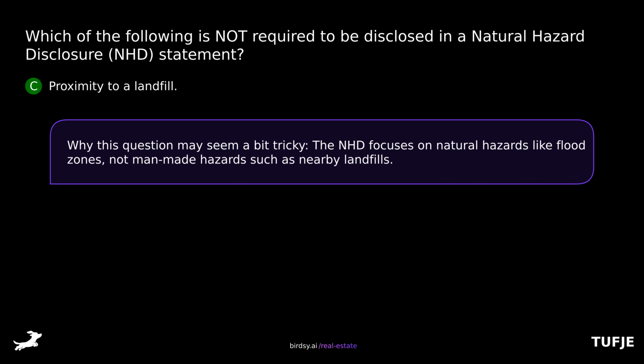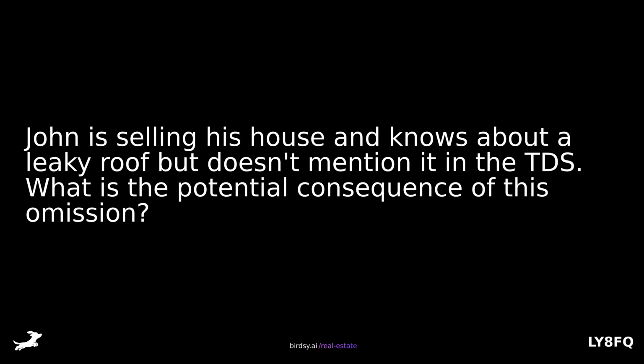Why this question may seem a bit tricky: the NHD focuses on natural hazards like flood zones, not man-made hazards such as nearby landfills. John is selling his house and knows about a leaky roof but doesn't mention it in the TDS. What is the potential consequence of this omission?